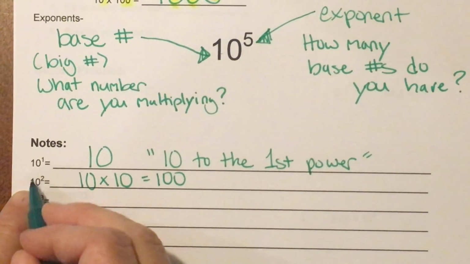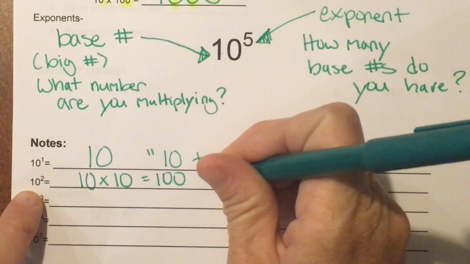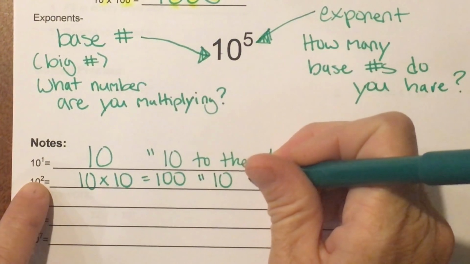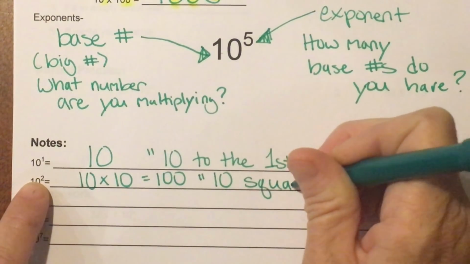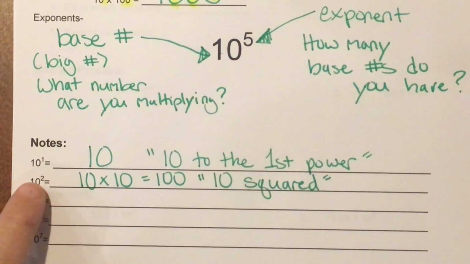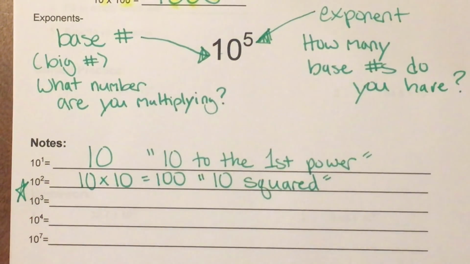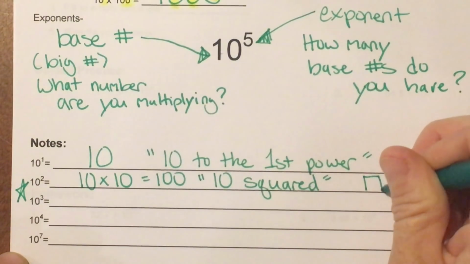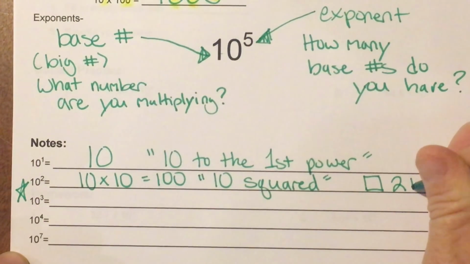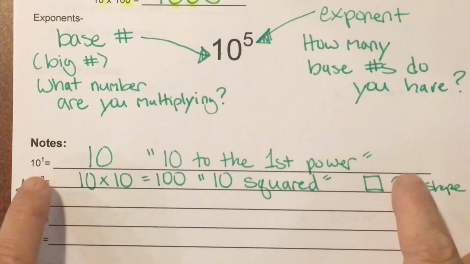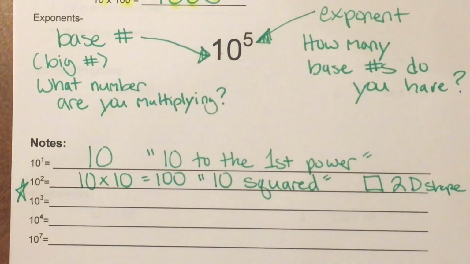Now, what do we say for this? This one's a little different. We say 10, and because the exponent is a 2, we say 10 squared. The 2 and the 3, those are the most commonly used exponents, and they have special names. I always think it's called 10 squared because a square is a 2D shape. So I always think of the 2 and the 2. That helps me remember them.